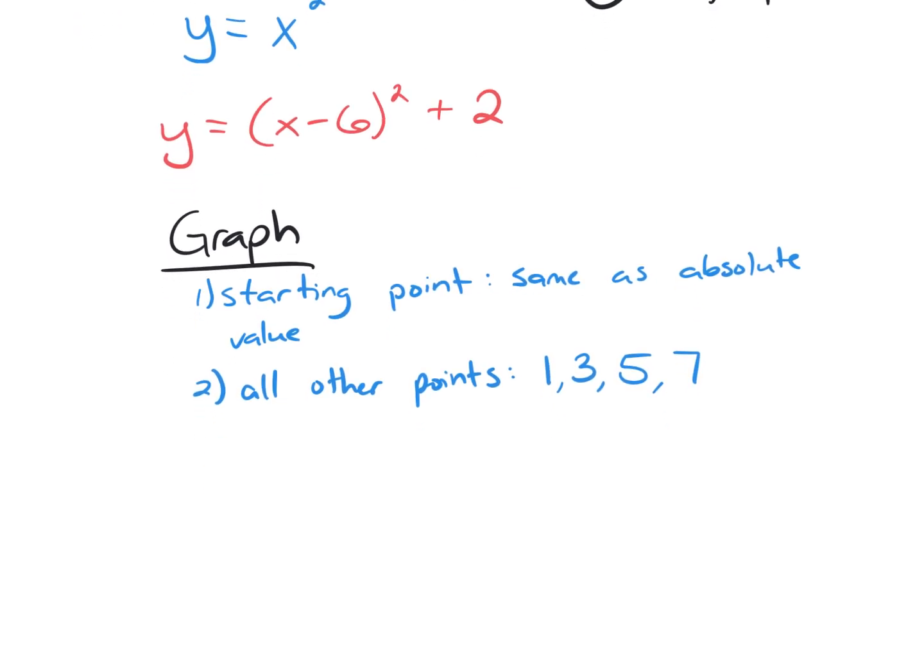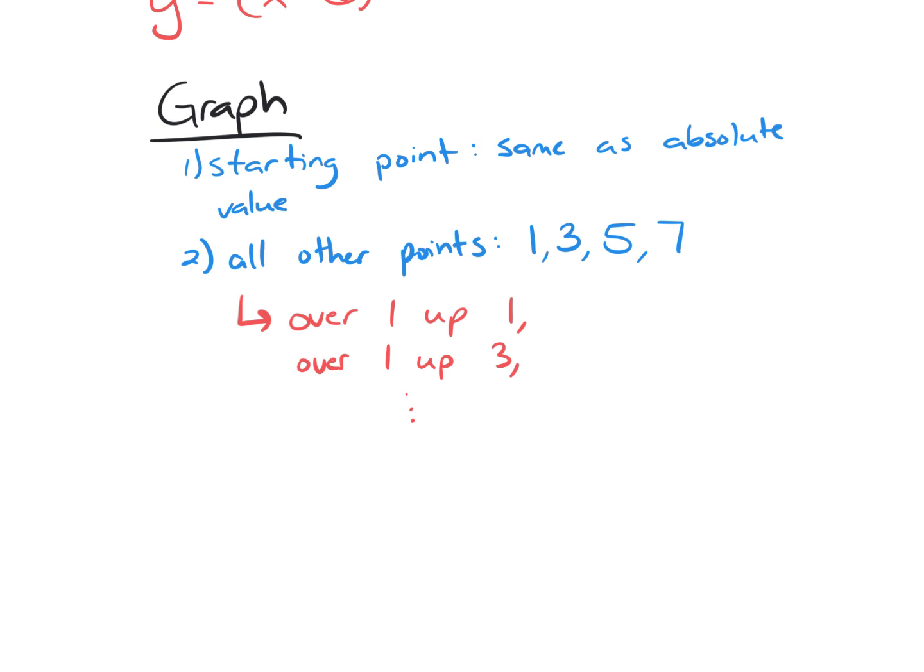Okay, so for an example, that's telling me over 1 up 1, over 1 up 3, and so on. What would my next one be if I kept going? Over 1 up 7. Look up here. 5. Over 1 up 5. Yep.